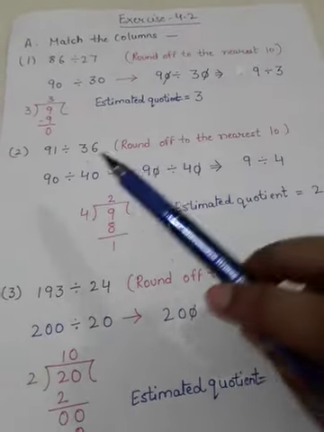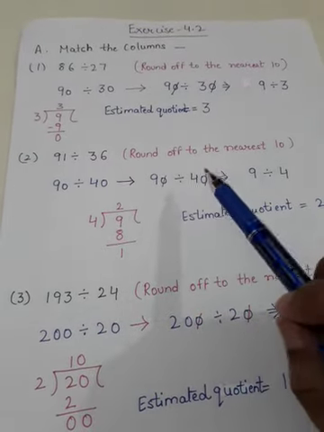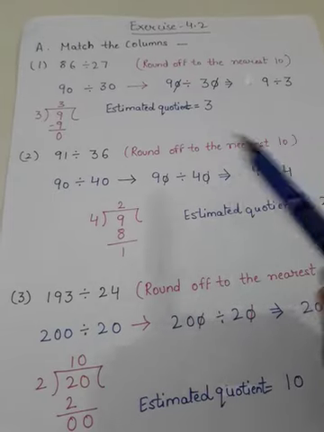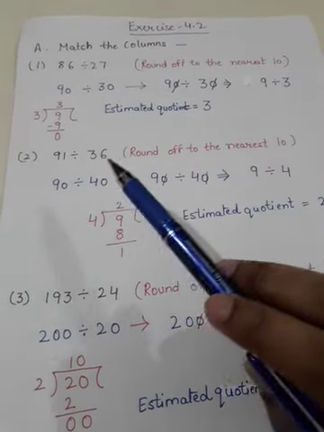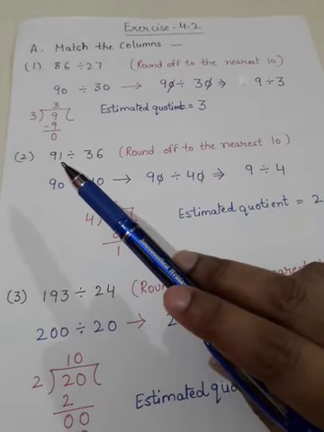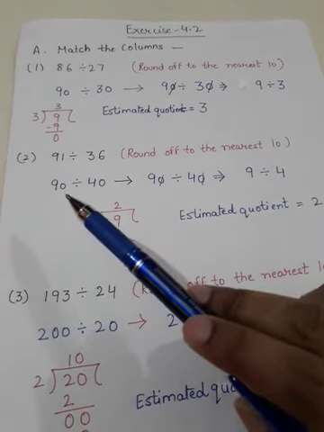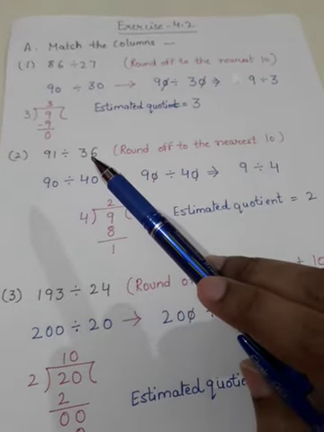Look here, one more part. 91 divided by 36. This we round off to the nearest 10, right? Why nearest 10? Because both numbers have only the tens digit and ones digit. Now 1 is less than 5, so what will we do? 1 becomes 0 and 9 remains the same. So this is 90, divided by 36.